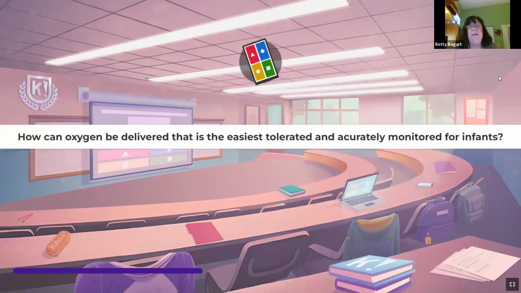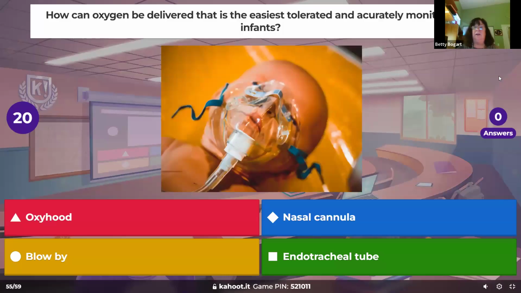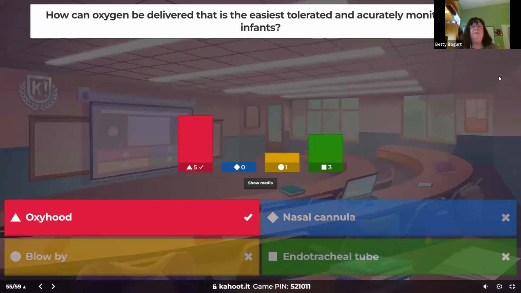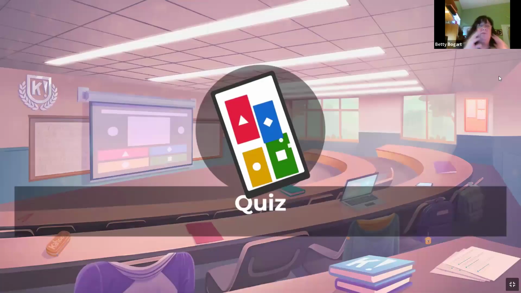How can oxygen be delivered that's the easiest tolerated and accurately monitored for infants? And that's an oxy hood. It's a clear plastic cover. It's extremely accurate. Nothing's touching the face. The child can look around, suck on a pacifier, fingers, and it works great. Even with the nasal cannula, they stick their fingers under it, and they can rip the tape off because that's what happens.